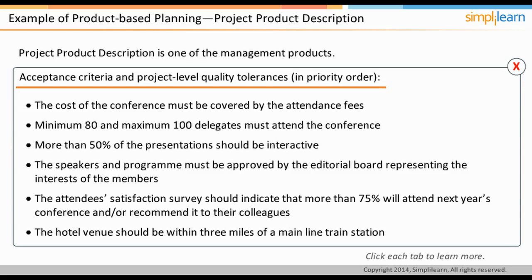The speakers and program must be approved by the editorial board representing the interests of the members, and the attendees' satisfaction survey should indicate that more than 75% will attend next year's conference and/or recommend it to their colleagues. Project-level quality tolerances specify any tolerances that may apply for the acceptance criteria, such as the hotel venue should be within 3 miles of the mainline train station.